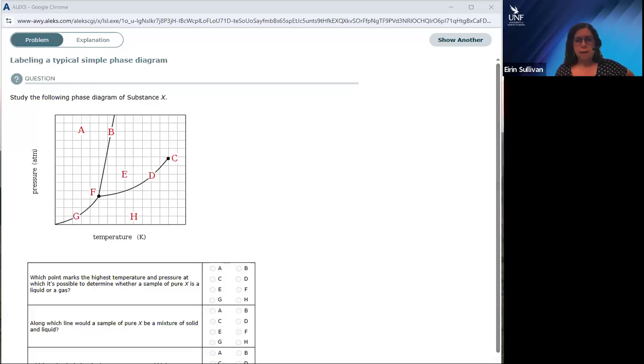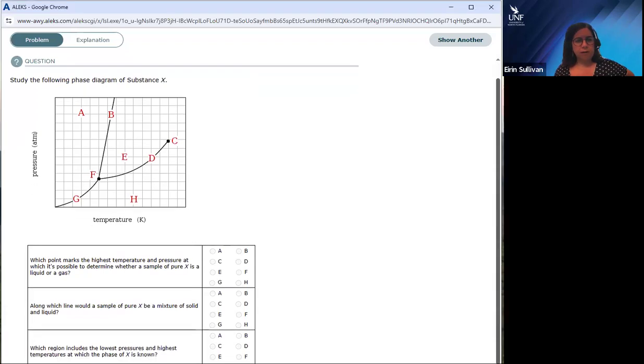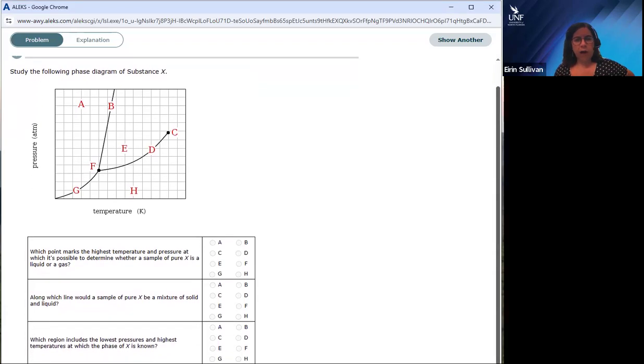Okay, so labeling a typical phase diagram. You need to be able to read and interpret a phase diagram. ALEKS is using these letters to show the zones that are present on a common phase diagram. So the major things you need to recognize, if we're looking at our phase diagram, is the lines are the boundaries between different phases or states of matter.